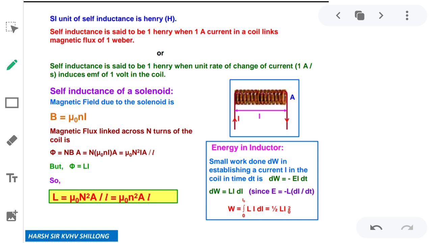Next, self-inductance, we know very well. Okay, now we'll find out the magnetic field. Using the magnetic field, we'll find the self-inductance value, the L formula we'll find out.